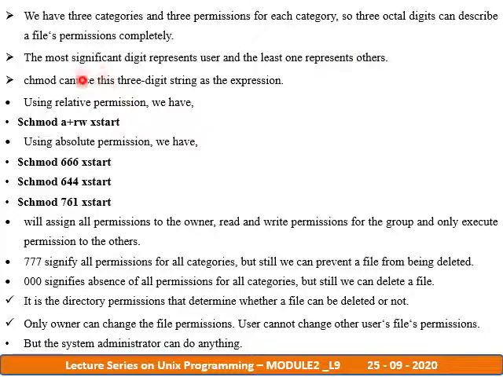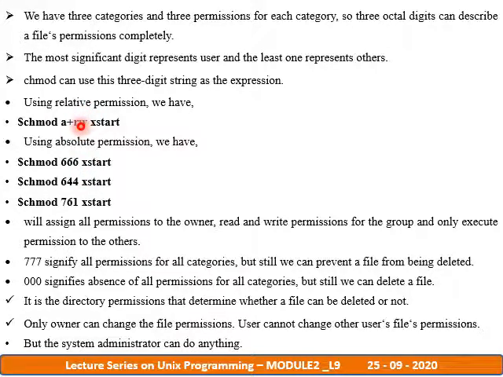The same chmod command is used to assign this 3-digit string as an expression. Using relative permissions we have done it like this, right? A plus RW indicates that all users will be assigned read and write permissions. Fine. So using the absolute permission, the same permissions will be assigned like this. We are going to write 666. 666 means 6 is assigned read and write.